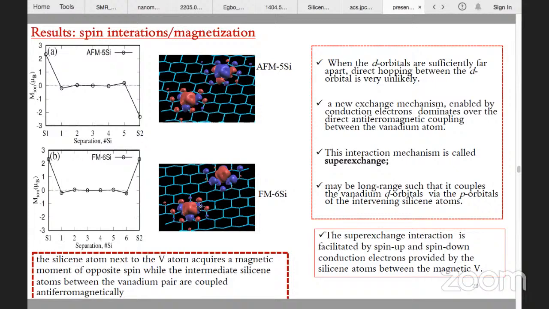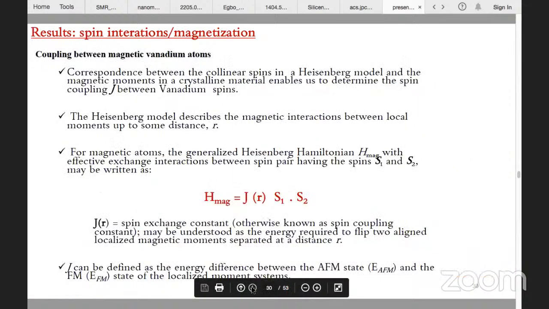facilitated by these silicon atoms, which have the p orbitals. And in a way, because the vanadium atoms are now magnetic, they provide some conducting electrons to the system. So when we have these 2 atoms in the system, they are stable, they are coupled together. The way we determine the strength of the coupling is to calculate what we call the spin exchange constant, which determines the strength of the coupling between the vanadium centers.